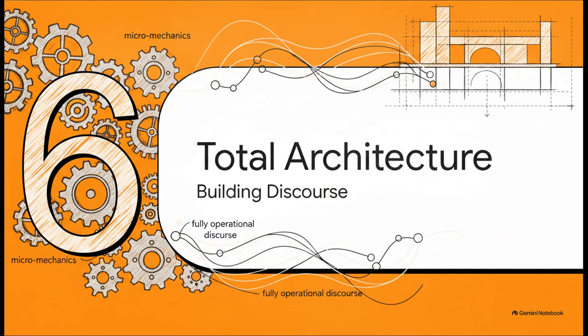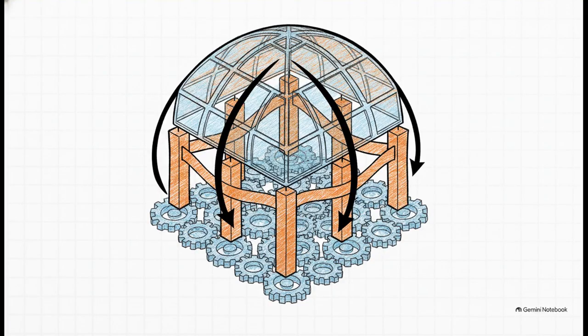Section 6, Total Architecture. Let's see how this all builds a fully operational discourse. Now that we've isolated all the variables, let's move on and see how this builds total architecture. Because cohesion alone is necessary, for sure, but it's not sufficient. For language to become a fully operational reality, three distinct layers absolutely must interact.